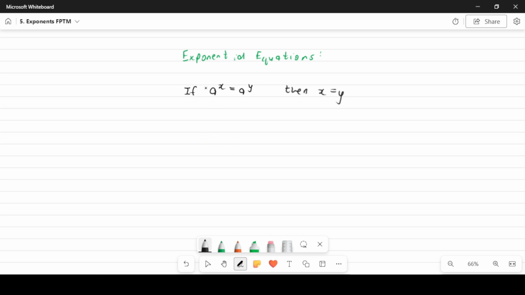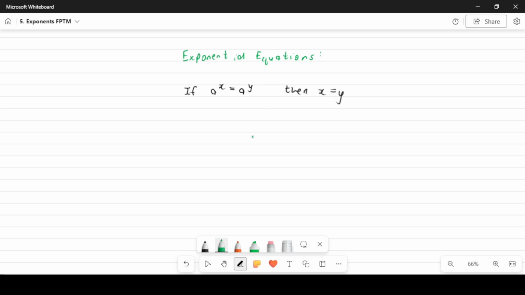Verbally what we say, and write this down: if the bases are the same, we drop the bases and equate the indices. If the bases are the same, we drop the bases and we equate the indices. That's basically what this rule says, and that makes sense logically.